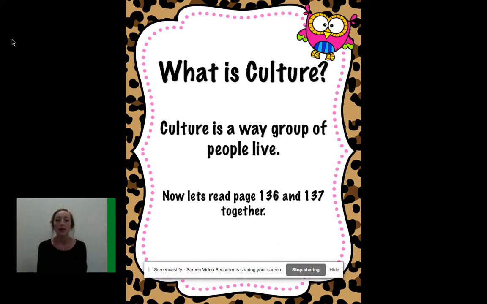Okay, so what is culture? And that's our big question for this lesson. What does that word mean? Culture is simply a way a group of people live. So we all have different cultures and we all live differently. So that is what the word culture means. Now we're going to read 136. So go to page 136 and 137. And I want you to follow along with your finger as I read these passages to you out loud.